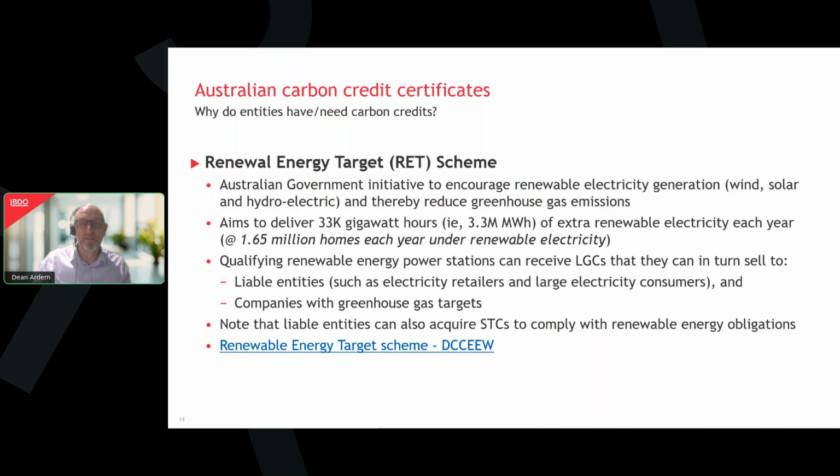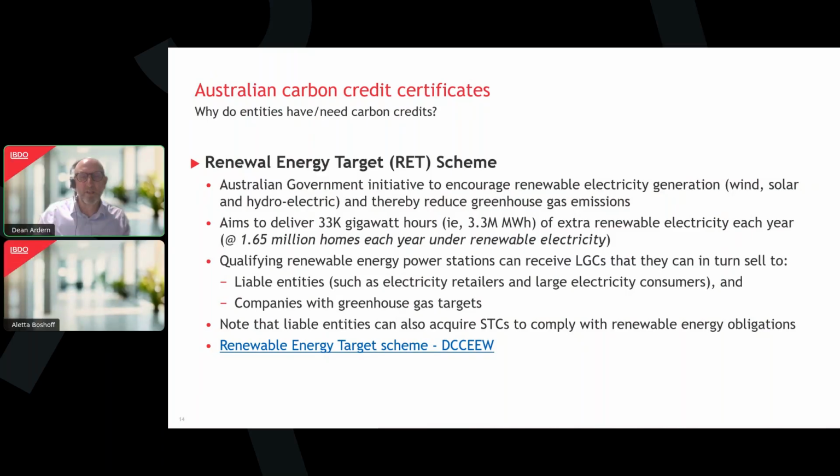So they might have voluntary targets, which they aren't mandatorily required to comply with, but because of the voluntary announcements that they've made around what their greenhouse gas emissions are going forward, they may be using carbon credits as a way to offset those. I'll also note that liable entities can also acquire STCs. I'll talk about those in a minute, but they're your small scale technology certificates, which are usually the ones that you get if you've got sufficient solar panels on your roof or another arrangement. Also, you can get more information on the Renewable Energy Target Scheme from the department's website.